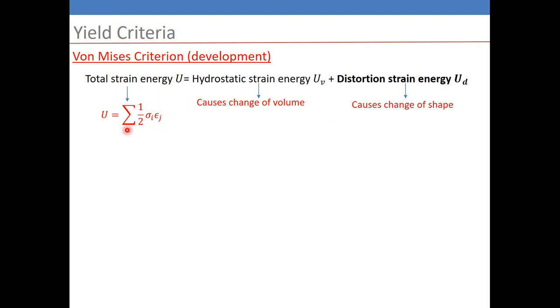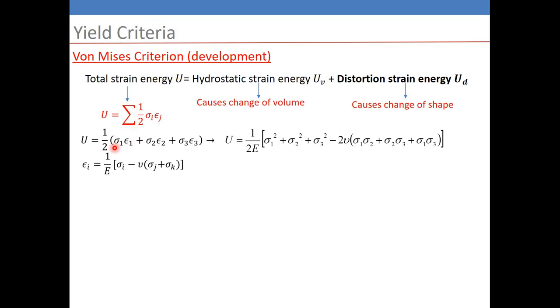So the total strain energy that we defined comprises two components, one responsible for the change of size and one responsible for the change of shape. And according to von Mises, this one is the one responsible for yielding. So this one will not affect yielding, as we saw before. So how do we calculate this one? One half the sum of sigma 1 epsilon 1 plus sigma 2 epsilon 2 plus sigma 3 epsilon 3. And we know that if we have the stress, we can find the strain as we said before.